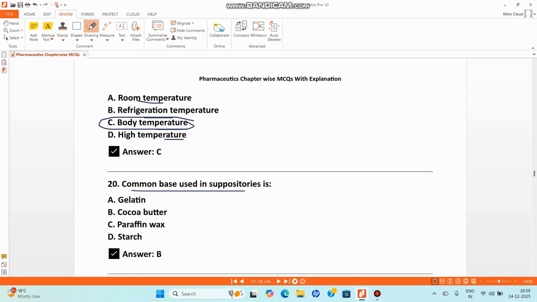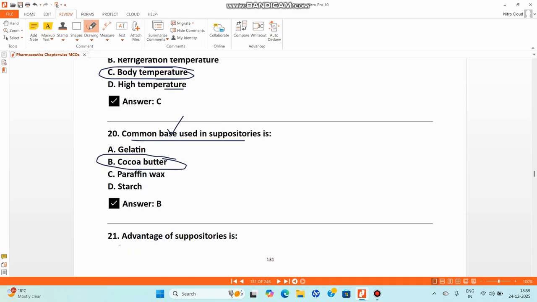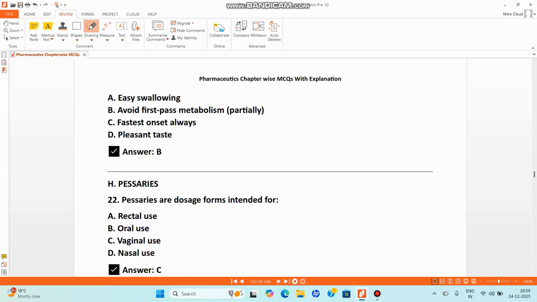The common base used in suppositories is cocoa butter. This is the common base used in suppositories. Advantages of suppositories are: easy swallowing, avoids first pass metabolism, fastest onset of action, and pleasant taste. So the answer will be avoids first pass metabolism.